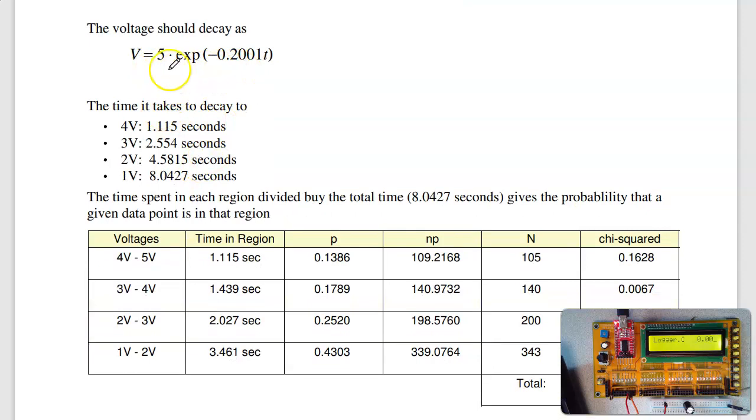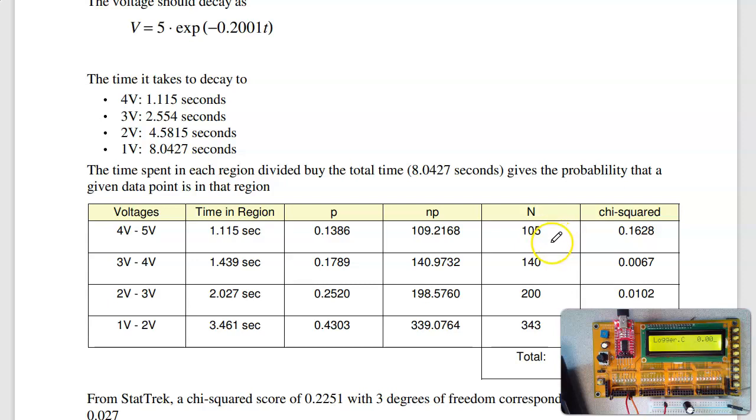I can calculate, this is the decaying exponential. How long does it take to get to 4 volts, 3 volts, 2 volts, 1 volt? The difference in time is the time that you spend in the region. That's the probability. So 1.1 seconds divided by 8, it should be in this region, 4 to 5 volts, 13% of the time, 17, 25, 43. I had some number of data points, add all these up, that's the total, that's n. Multiply by the probability, this is the expected frequency for how many data points is in each bin.